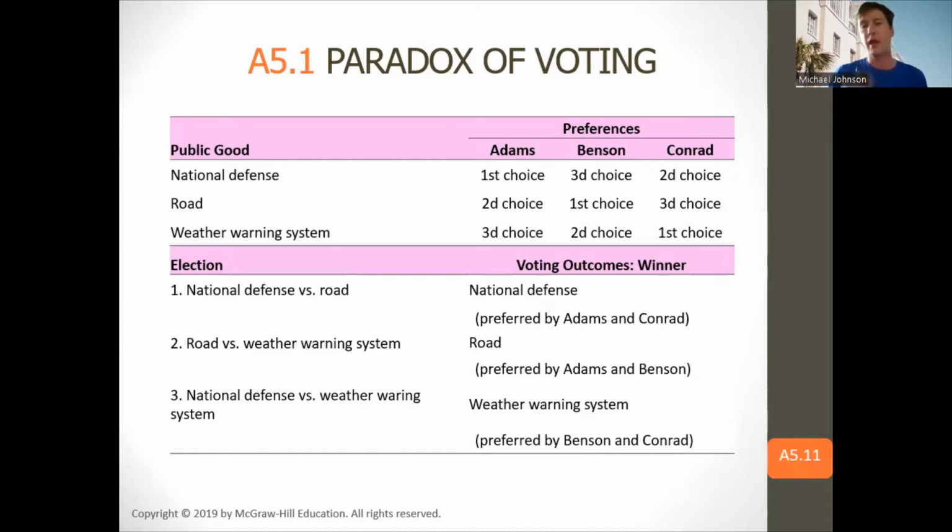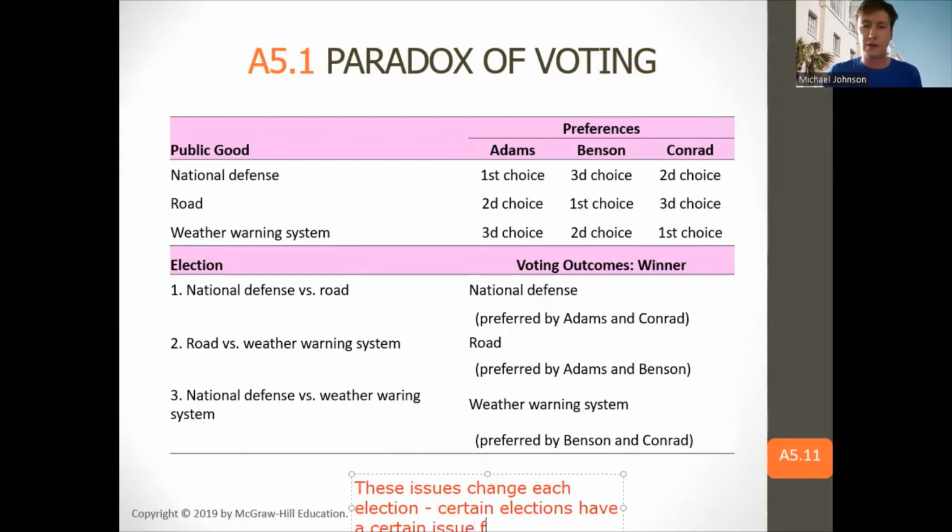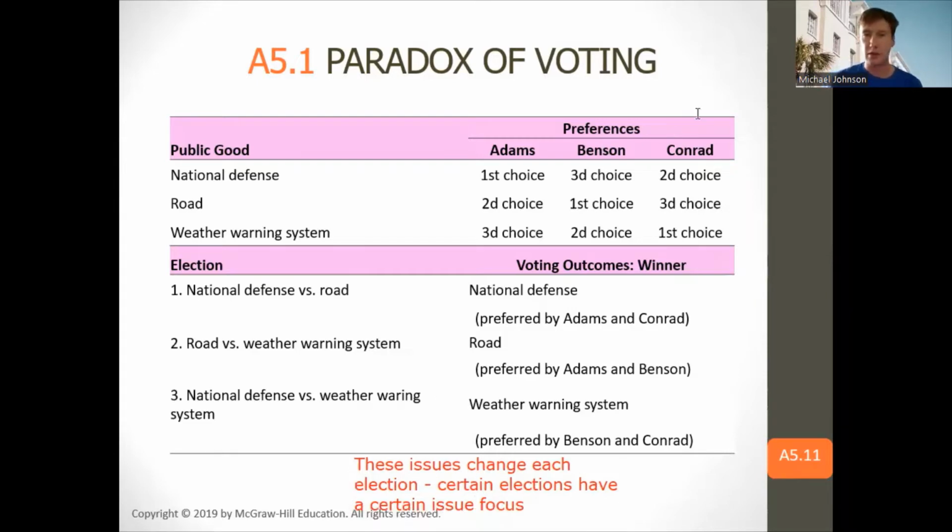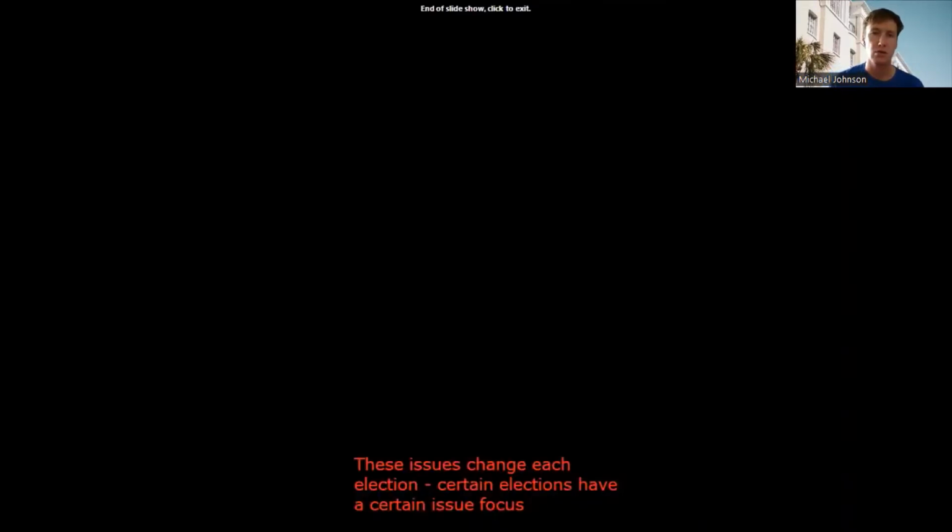But this changes every election cycle. So these issues change each election. So like certain elections have a certain issue focus. So it just depends on the election. So this changes all the time.